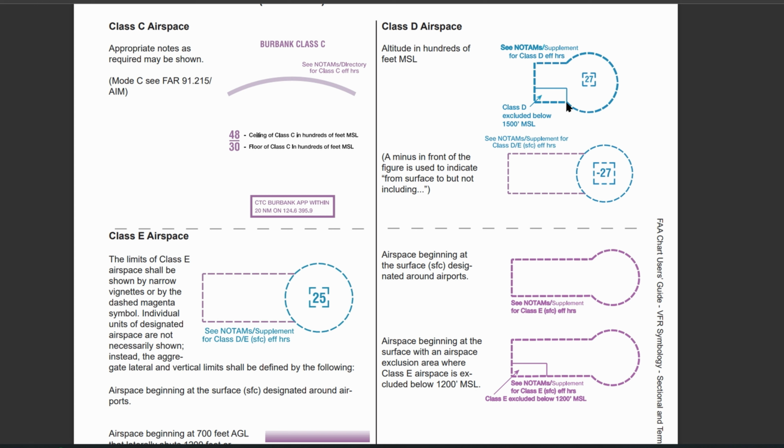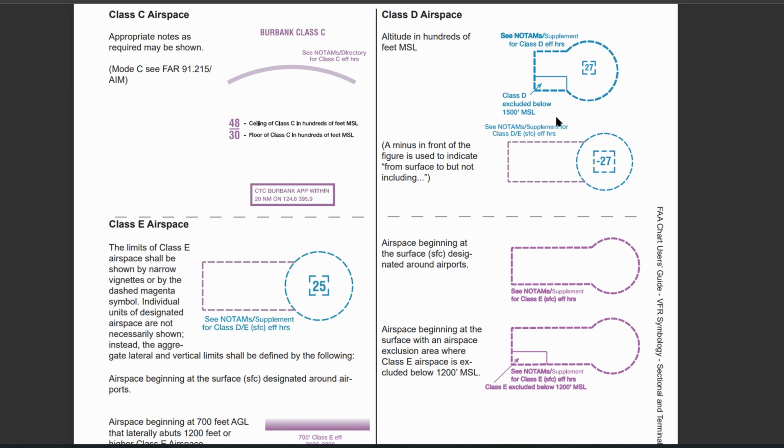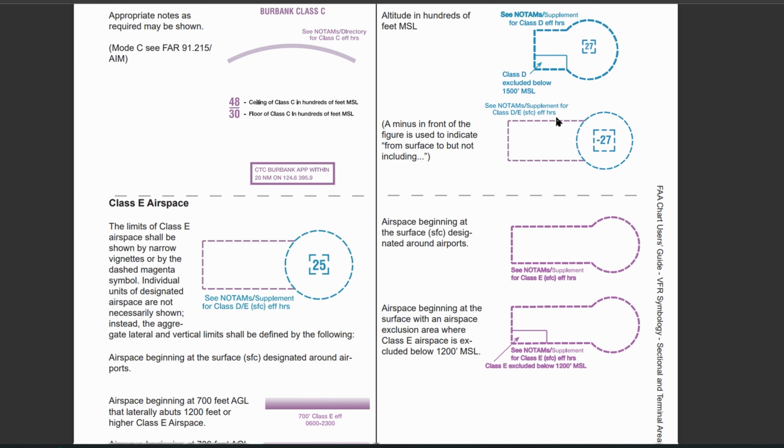If there is a solid little boxed out area, it's going to exclude up to a certain height. So Class D is excluded below 1,500 feet MSL. That means if you were in this area and you were, let's say, flying in this blue box with your UAV, you could fly up to 1,500 feet MSL and you wouldn't be interfering in Class D airspace. So that's Class C, Class D.